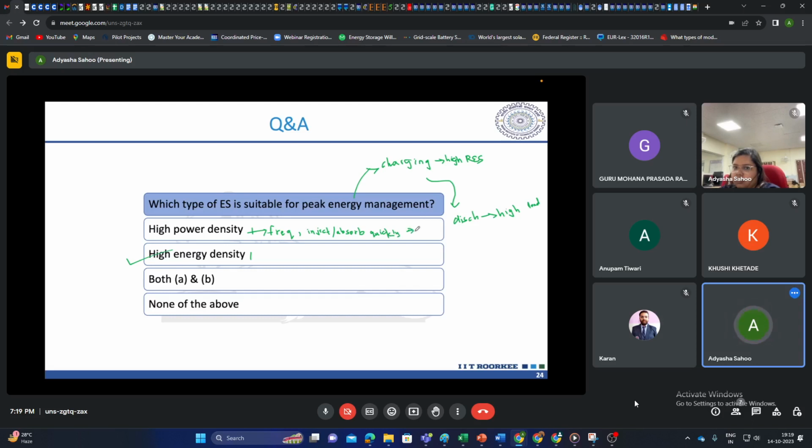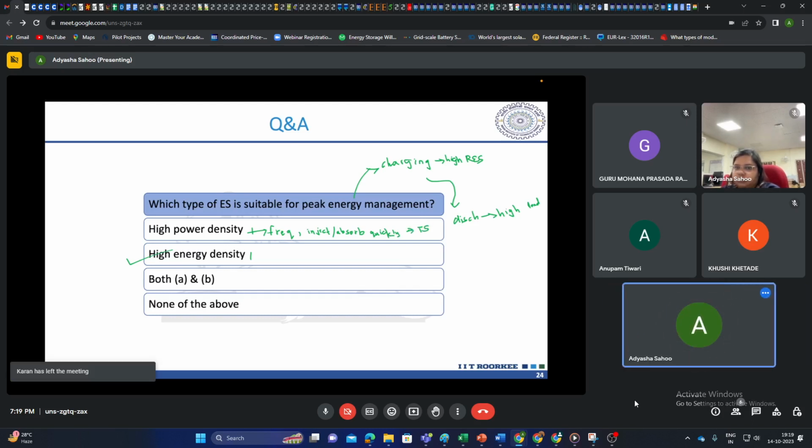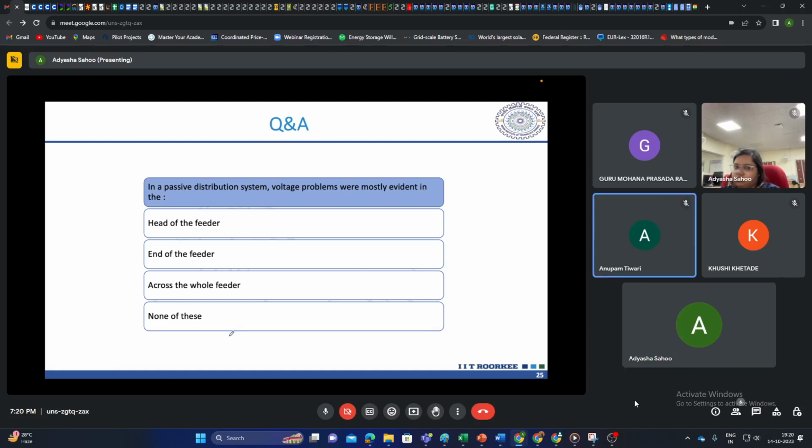So it is specifically for transient studies. Then in passive distribution system, voltage problems were mostly evident in head of the feeder, end of the feeder, across the whole feeder, or none of this. We got one end of the feeder. Anyone else?